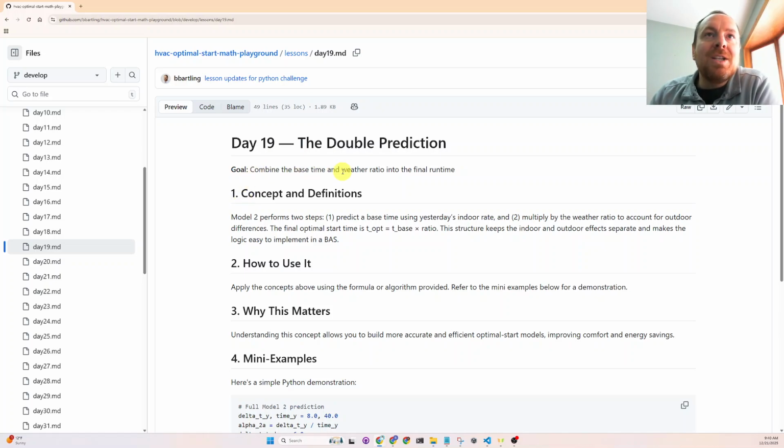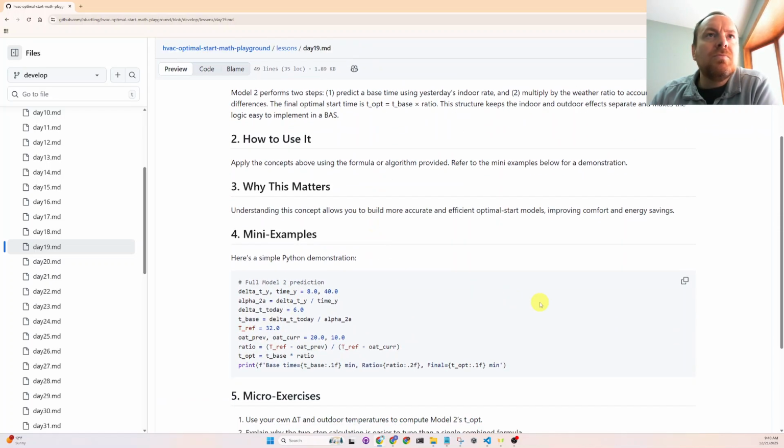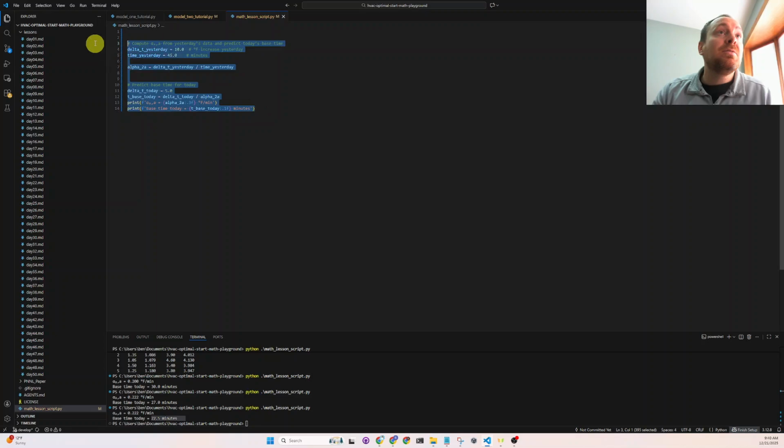Okay, so combine base time and weather ratio to compute the final runtime. Model 2 performs 2 steps. Predict the base time using yesterday's indoor rate and multiply the weather ratio to account for the outdoor differences. The final optimized start is T opt equals T base times the ratio. Seems kind of straightforward, I guess.